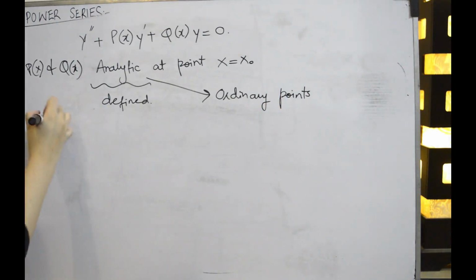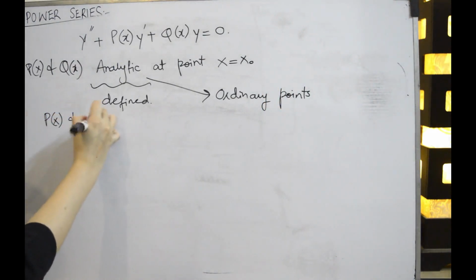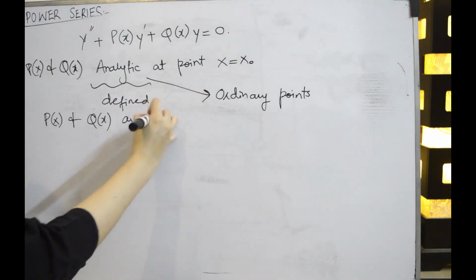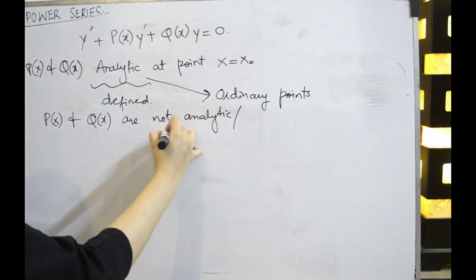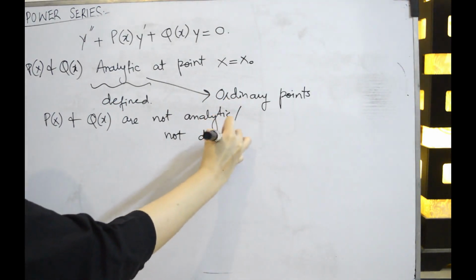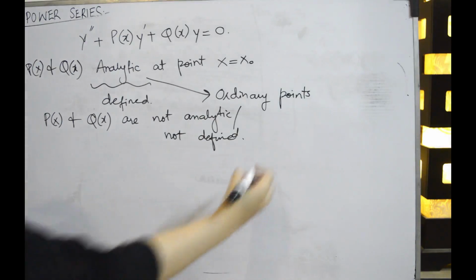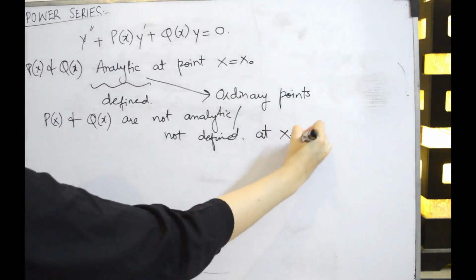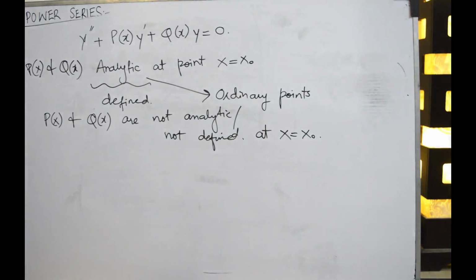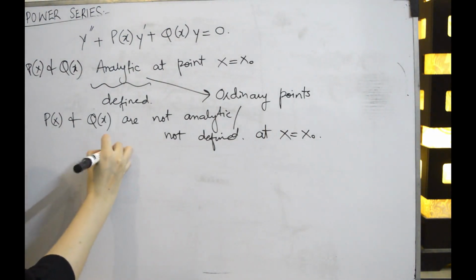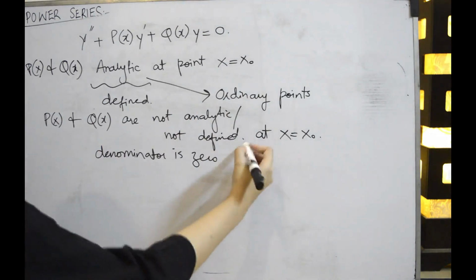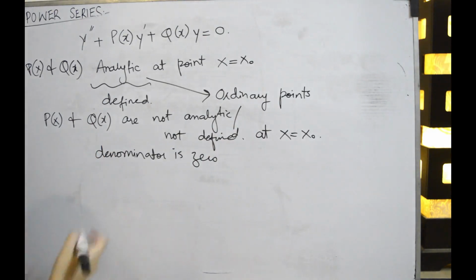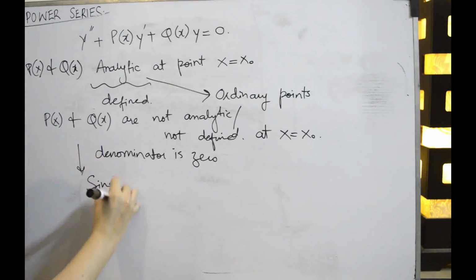And the points at which p of x and q of x are not analytic, not analytic meaning not defined at a specific point, if it is centered at x equals x naught, or you can say that if the denominator becomes 0 or vanishes, then those points are called singular points.